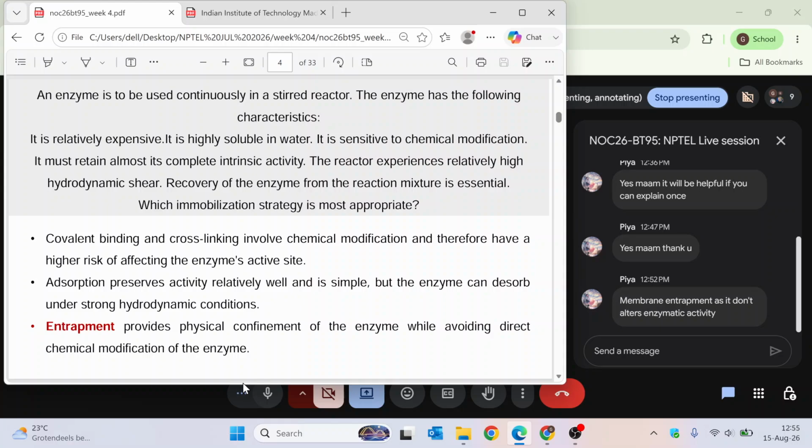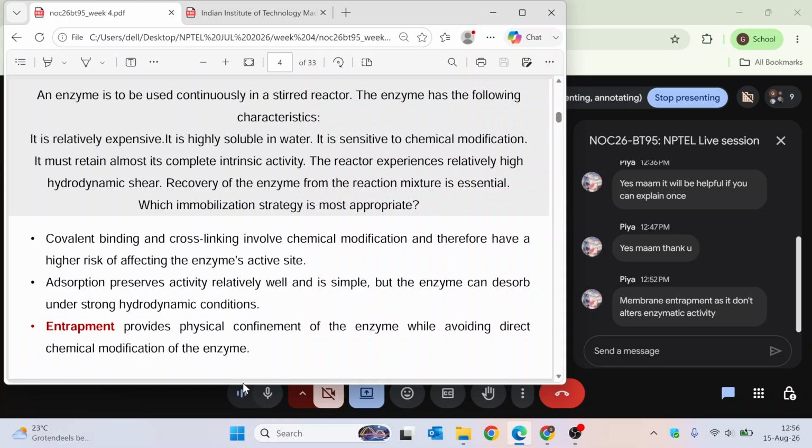Entrapment is the most suitable technique for enzyme immobilization in this case because it provides physical confinement and it avoids chemical modification of the enzyme, because that is the main point here. It's sensitive to chemical modification, and only if that doesn't happen, then comes the others, like retaining the activity. And also it is highly soluble in water, so the options you might have in mind would narrow down at that point, and then when it's sensitive to chemical modification you end up choosing entrapment.